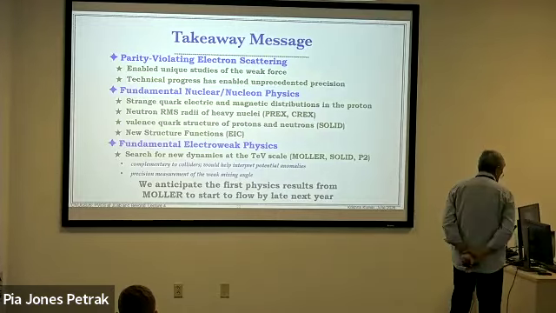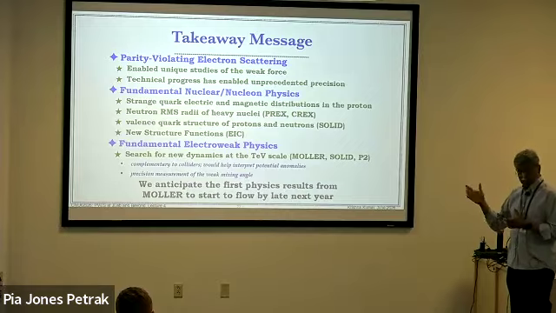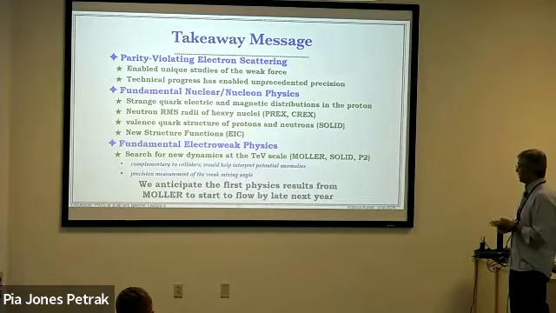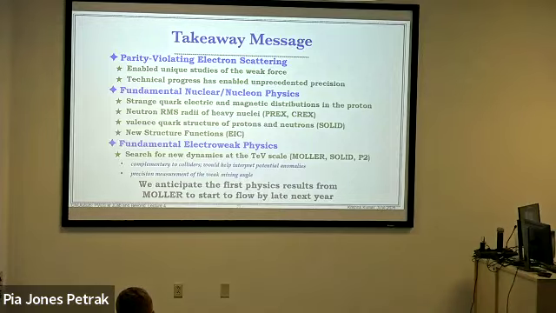So today, we've learned that parity violating electron scattering has enabled unique studies of the weak force. Technical progress has enabled unprecedented precision: fundamental nucleon physics, strange quark form factors, neutron RMS radius, valence quark structure of protons and neutrons, new structure functions, and then fundamental electroweak physics, search for new dynamics at the TeV scale, complementarity with colliders, precision measurement of the weak mixing angle. And we are hoping that the first physics results from MOLLER will start flowing by late next year. Okay, I'm ready to conclude.